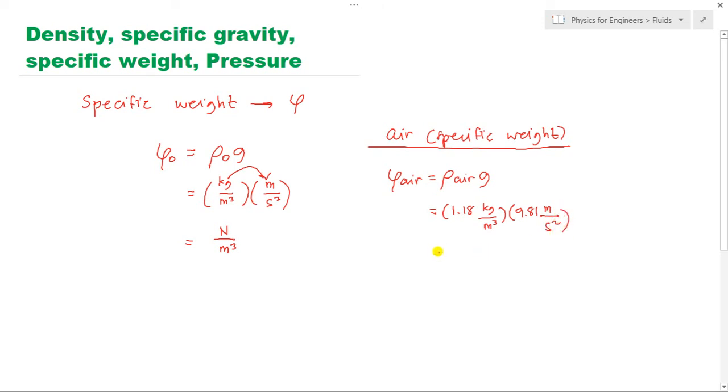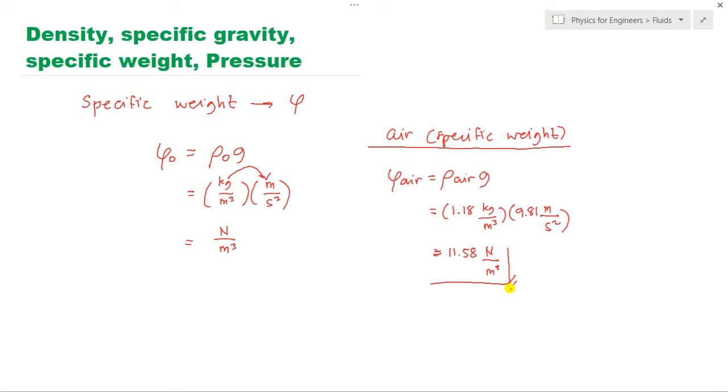So therefore, our specific weight of air is 1.18 multiplied by 9.81. The answer is approximately 11.58. So let's erase again. That is 11.58 Newton per cubic meter.